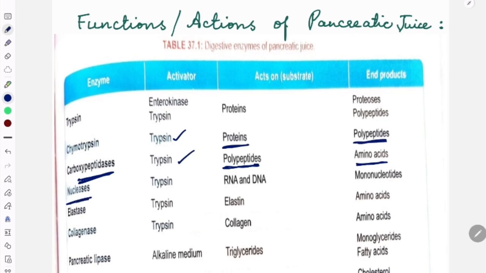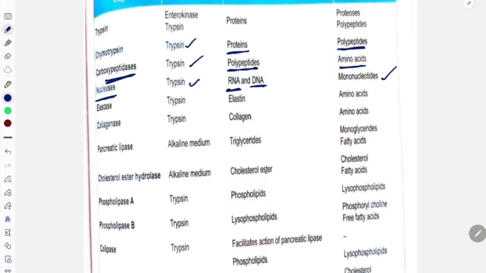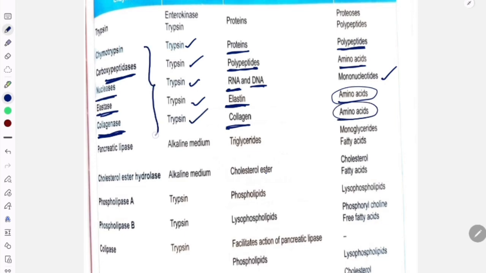Next comes the nuclease. The name itself suggests that it acts on nucleic acids, that is RNA and DNA, the ribonucleic acids. Again, the activator is trypsin and it converts them into mononucleotides. The next enzyme is elastase. Again, it is a proteolytic enzyme which acts on elastin and converts it into amino acids. Trypsin is the activator. Next comes the collagenase, which is again a proteolytic enzyme that acts on collagen and converts it into amino acids. Again, the activator is trypsin. So trypsin is the activator for all the proteolytic enzymes present in the pancreatic juice.